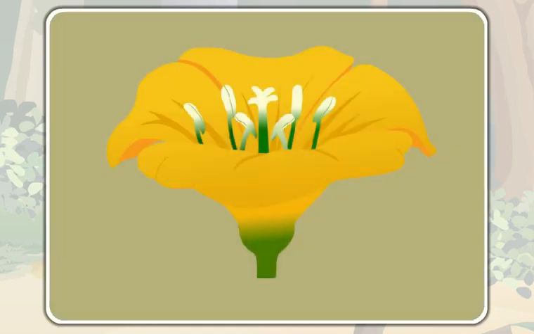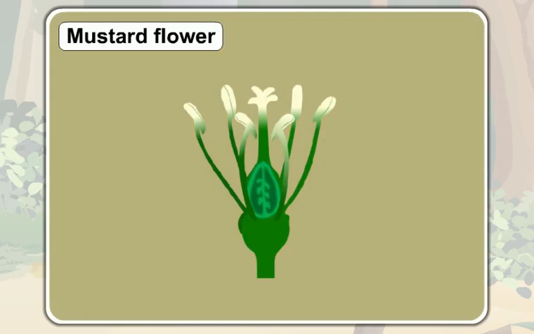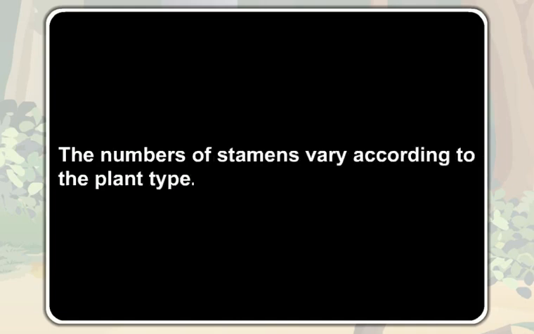Again, let us remove the corolla of the mustard flower. What do we see here? Yes, here we see matchstick-like structures. These structures are called androecium. A single unit of the androecium is called a stamen. The number of stamens varies according to the plant type.